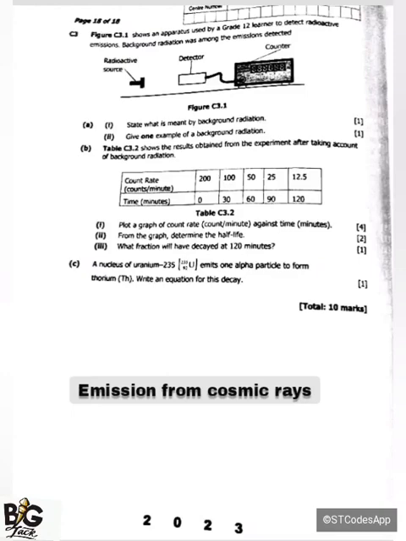Then question B is saying table C3.2 shows the results obtained from the experiment after taking account of background radiation. We have the count rate in counts per minute: the original mass, which is 200, followed by 100, followed by 50, followed by 25, followed by 12.5. Then the time has been given in minutes: 0, 30, 60, 90, and 120.